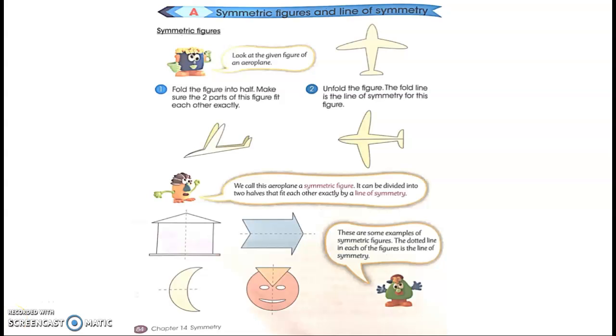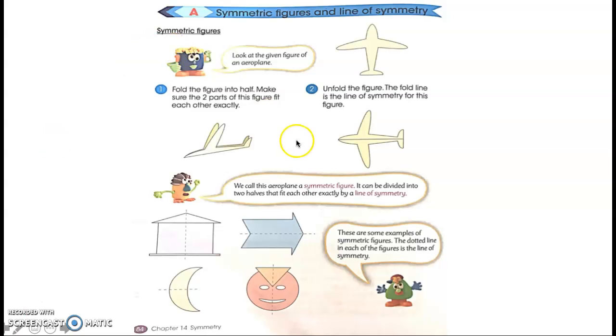Now see, today we are starting another topic, which is symmetric figures. Here you have to learn only 2 points under this topic: symmetric figures and line of symmetry. One point that you must learn is how a figure can be symmetrical, and the other point that you should know is that if it is symmetrical, where is the line of symmetry? Identify the line of symmetry.